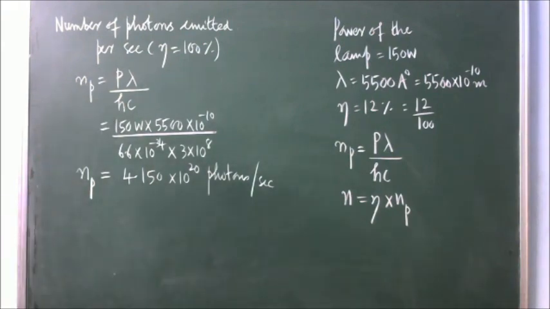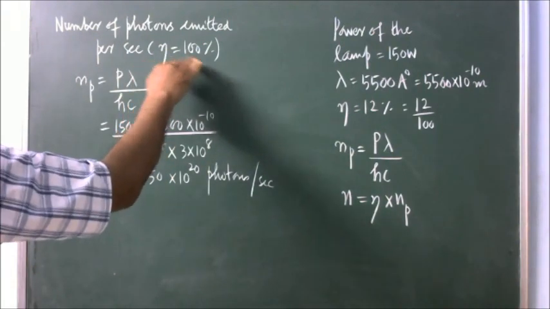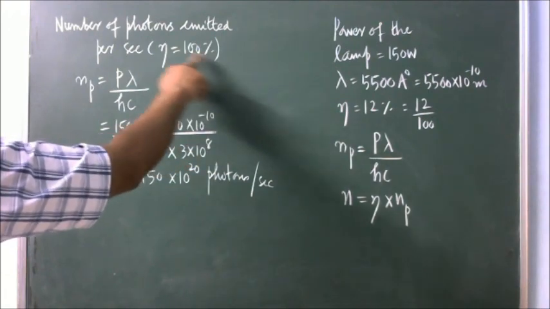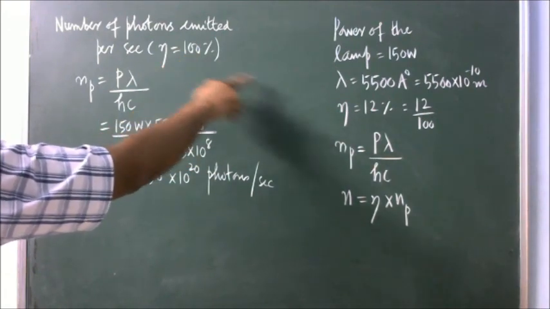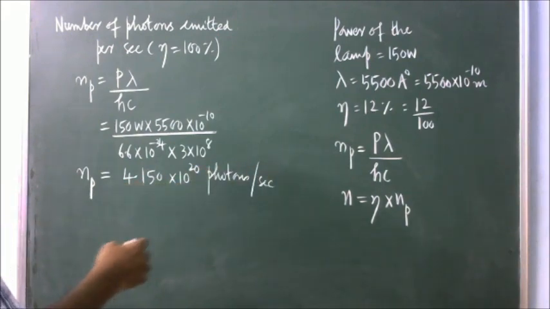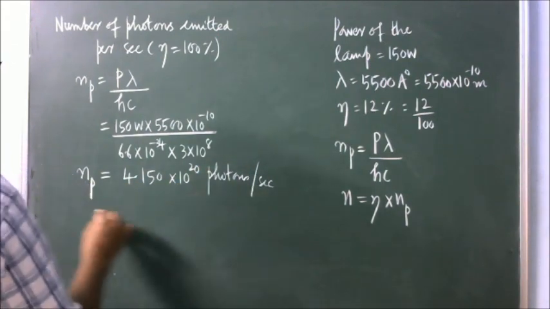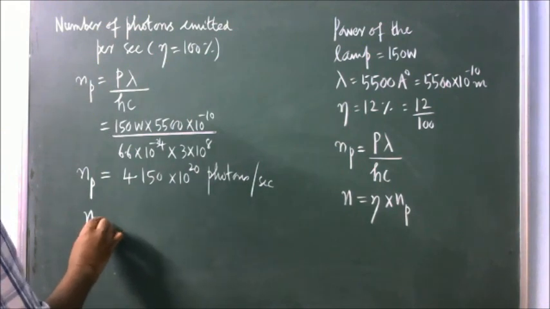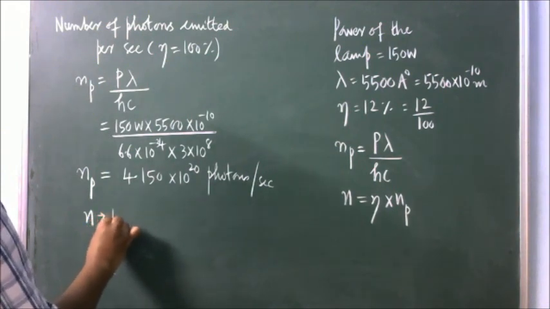But what is asked in the problem? Now the efficiency is reduced to 12%. Previously the efficiency was 100%, and now it is reduced to 12%. So what do we have to do? Here this formula must be used for the total number of photons. So we can write it like this.